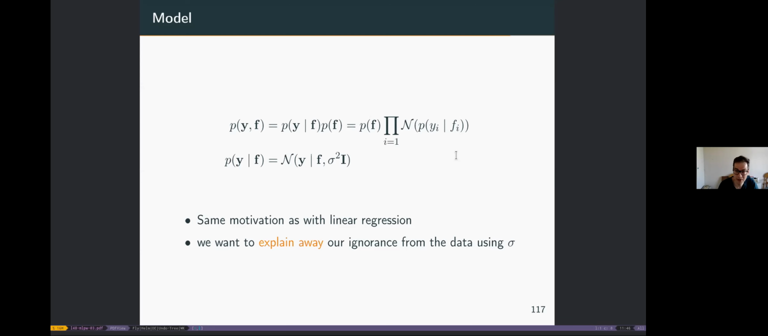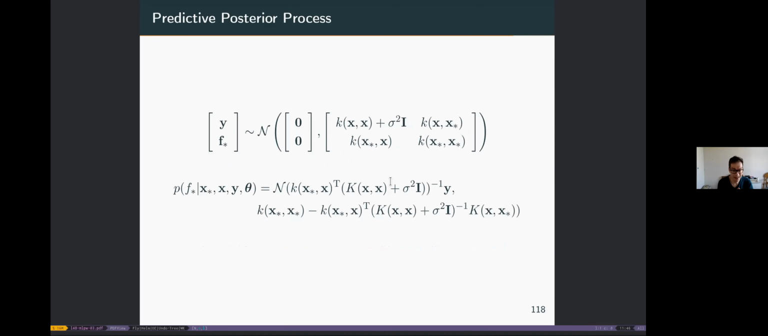I can now just derive this very simple likelihood function that looks like this. So what we want to do is that now we say that if I see data y, now I explain away some variance in this before I explain it with my function. So this actually becomes super easy to do.